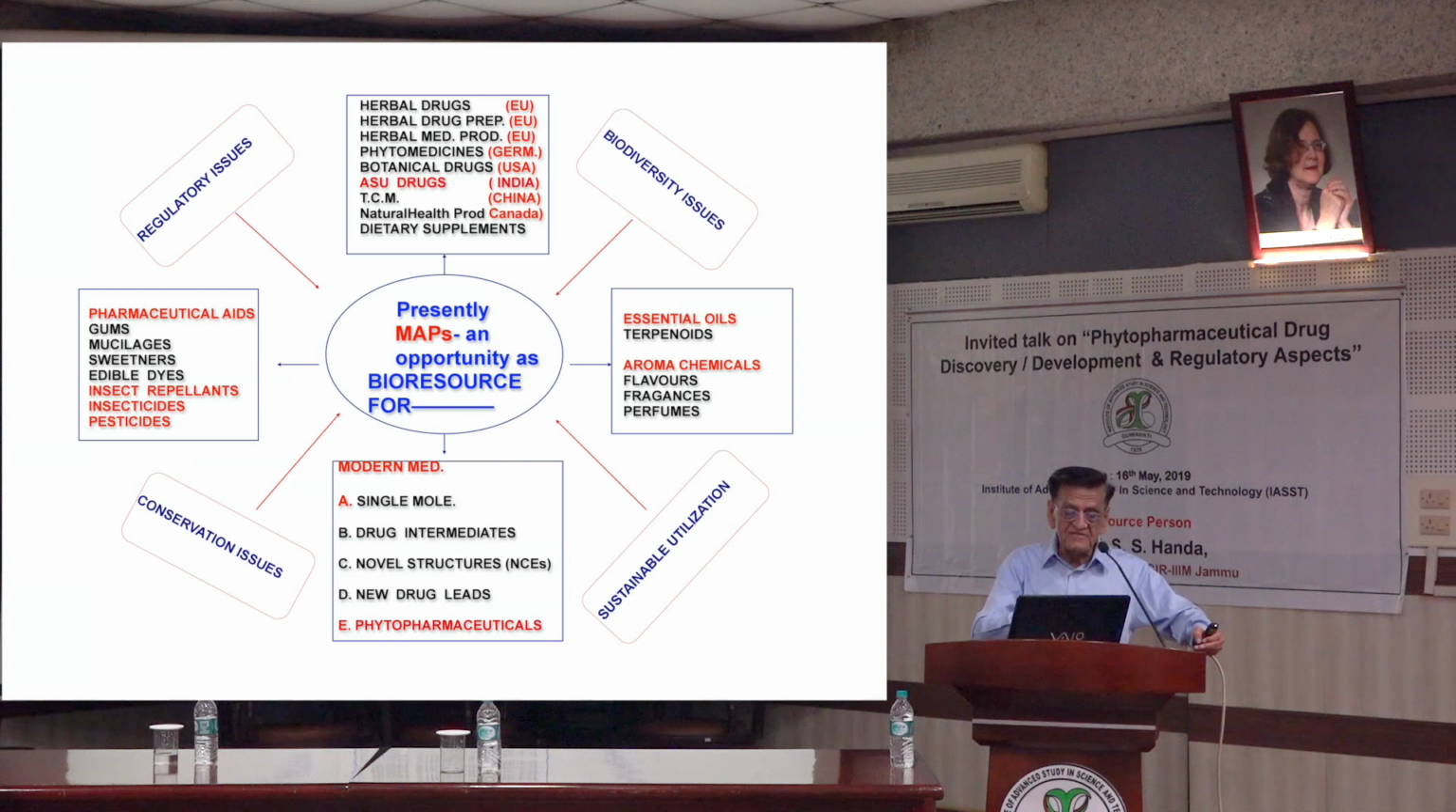Then the plants give us pharmaceutical aids. We are using various excipients for making tablets and other things in pharmaceutical companies. All are coming from plant sources. Gums and mucilages, sweeteners even, all are coming from plants. Stevia rebaudiana, this steviol, stevioside, rebaudioside, sweeteners 300 times sweeter than sugar. Then insect repellents, insecticides and pesticides from plants. So the plants are an integral part of the human system.